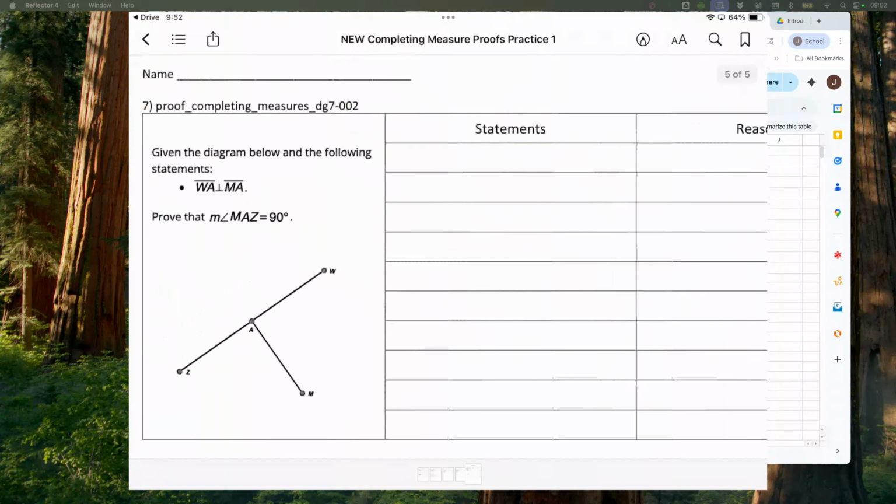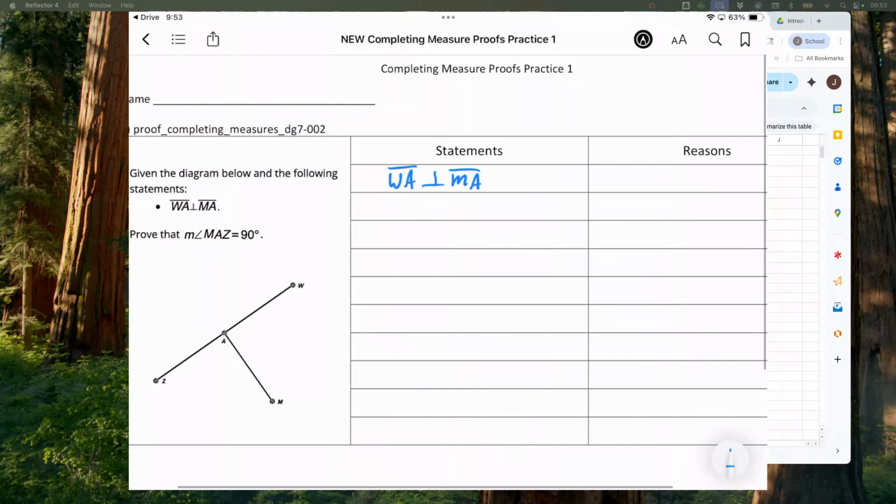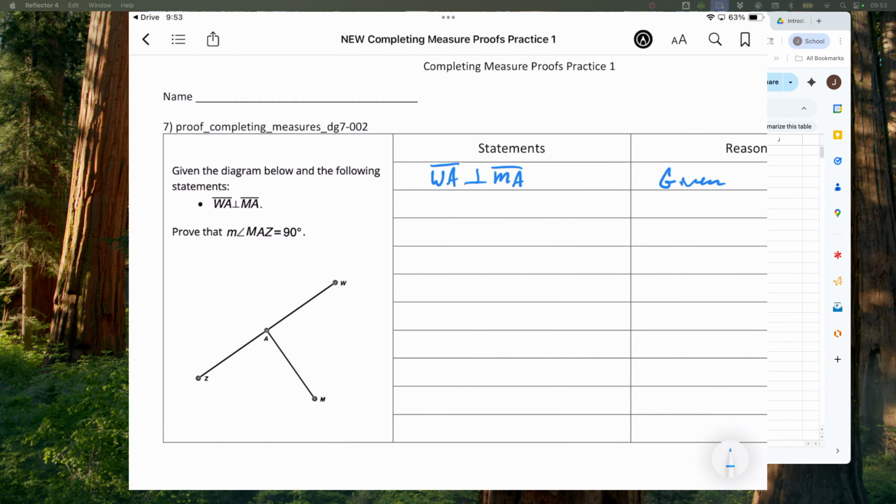Okay, last one. We're going to say that we are given that WA is perpendicular to MA. And we are asked to prove that MAZ is 90 degrees.